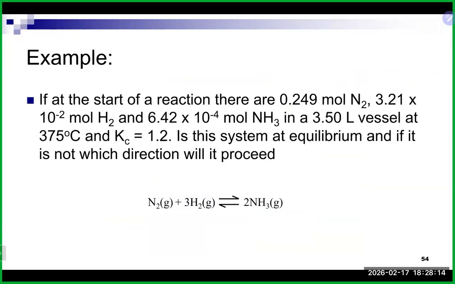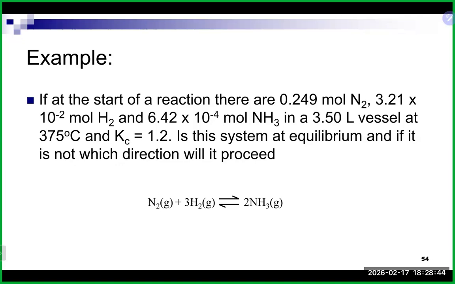So let's take a look at one. Why don't you give it a go? At the start of the reaction, there's 0.249 moles of N2, 3.21 times 10 to the minus 2 moles of H2, 6.42 times 10 to the minus 4 moles of NH3 in a 3.5 liter vessel at 375. The Kc for this is 1.2. Is this system at equilibrium? And if not, which way does it need to go to reach equilibrium?